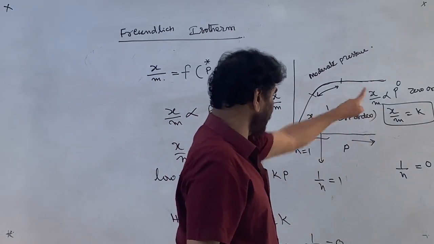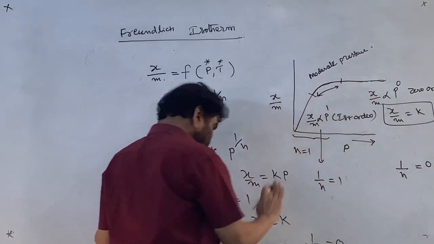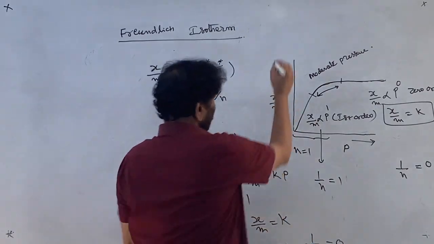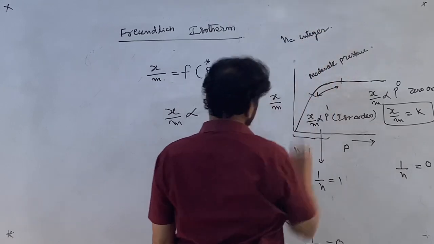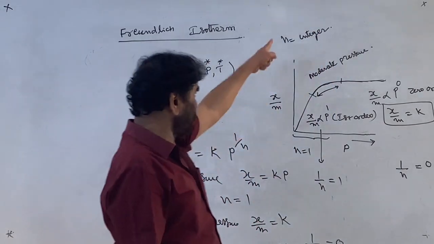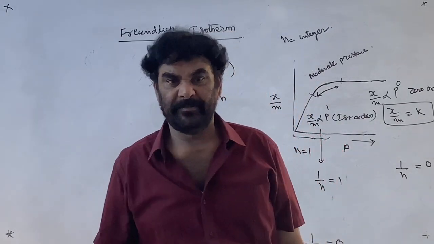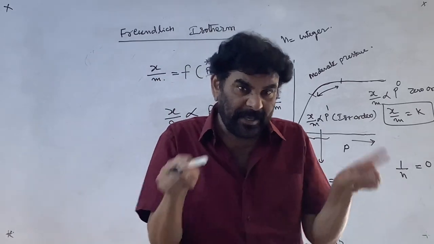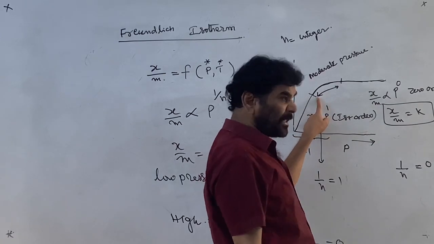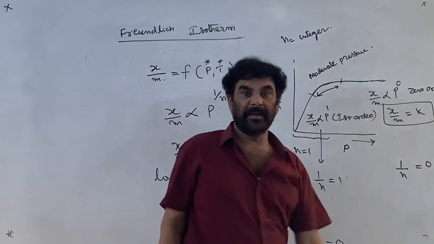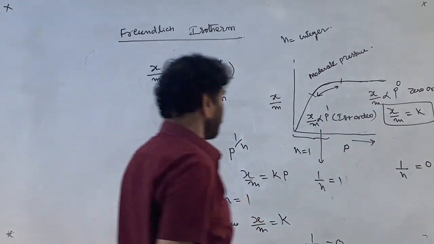The n is varying, and in this region n is greater than 1. N is an integer. 1 by n value is between 1 and 0. I am talking about not n, but the 1 by n value. And the n value in this region is greater than 1 and less than infinity, so that is between 1 and infinity. That is the value here.